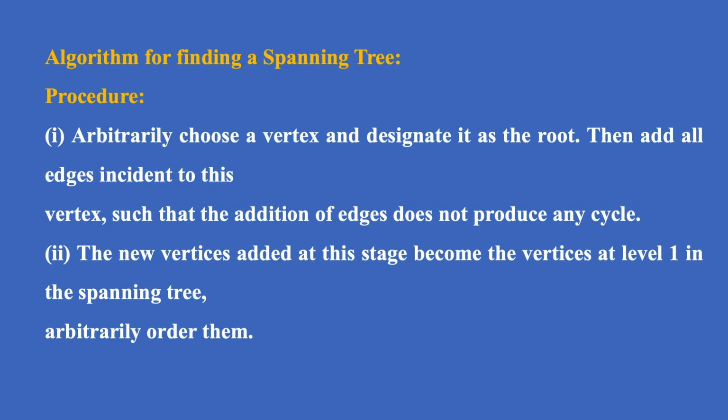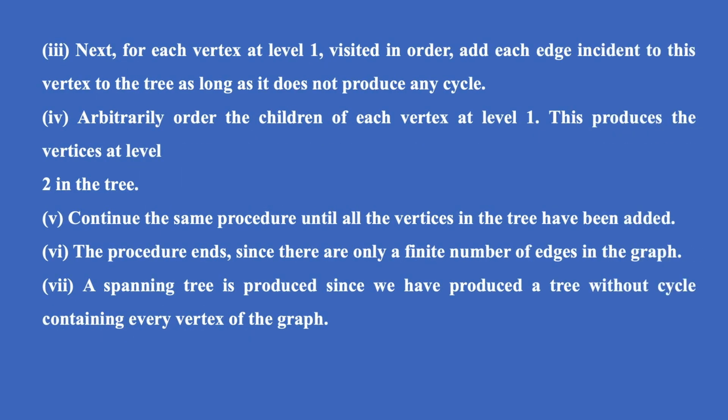Now let's move on to the algorithm for finding a spanning tree. The procedure is: Step 1, arbitrarily choose a vertex and designate it as the root. Then add all the edges incident to this vertex such that the addition of edges does not produce any cycle. Step 2, the new vertices added at this stage become the vertices at level 1 in the spanning tree. Arbitrarily order them. Step 3, next, for every vertex at level 1 visited in order, add each edge incident to this vertex to the tree as long as it does not produce any cycle.